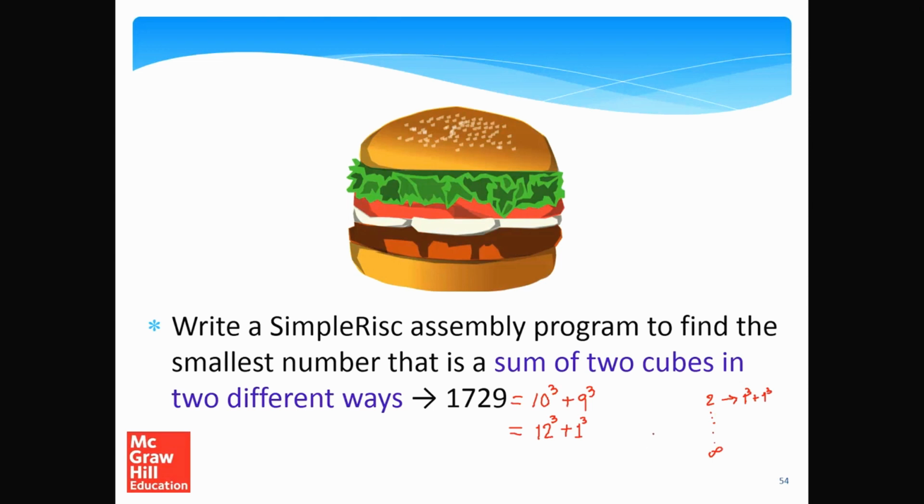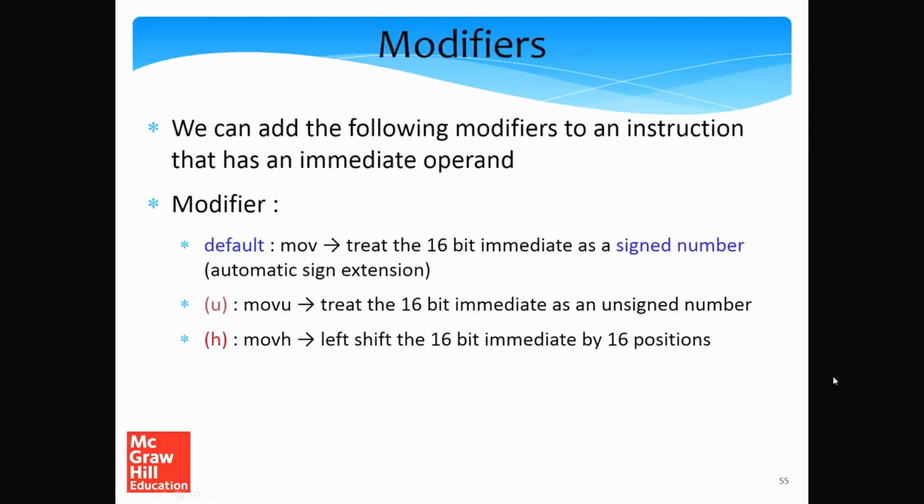But the trick is first write in C, then do a register assignment, and then write it in assembly. That's the trick. If you are able to do this, our objectives are satisfied. Now let's discuss our last important concept in this subsection of the lecture called modifiers. If you would recall, we had discussed that simple disk supports 16-bit immediates. So it does not support larger immediates.